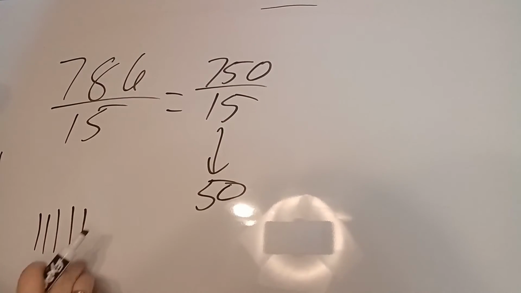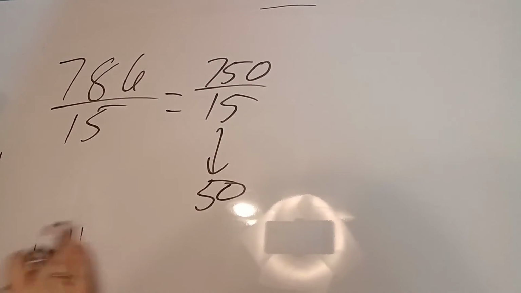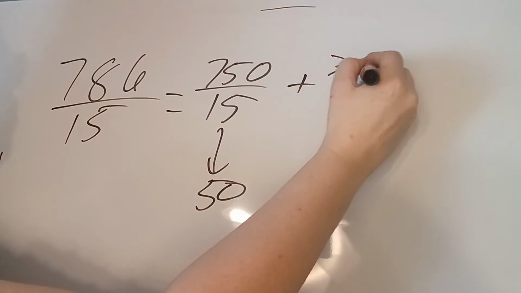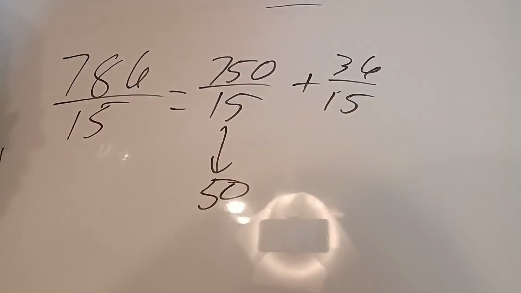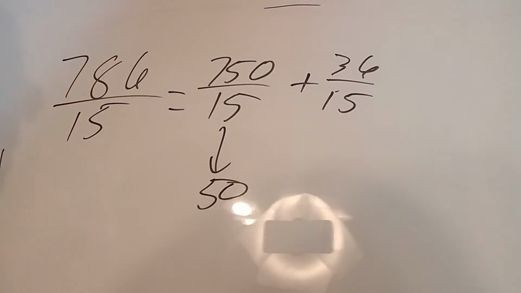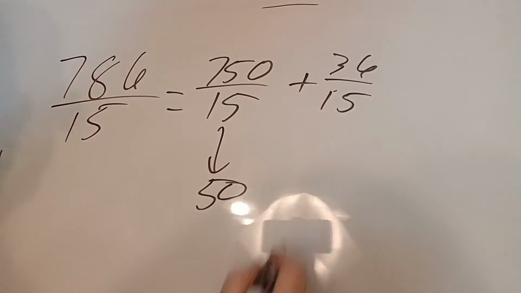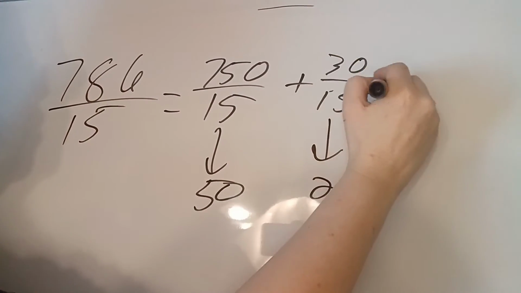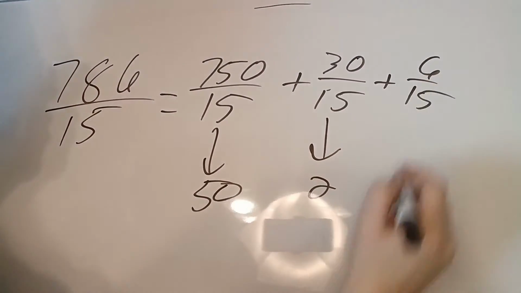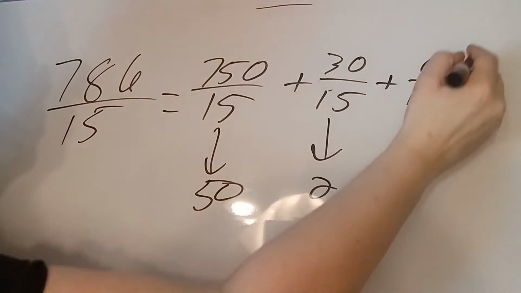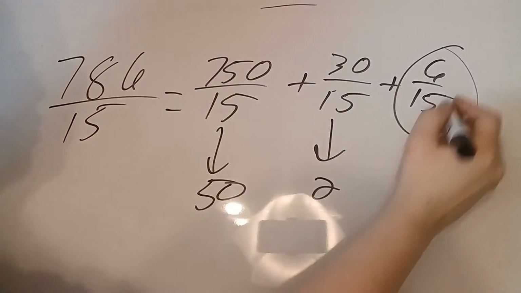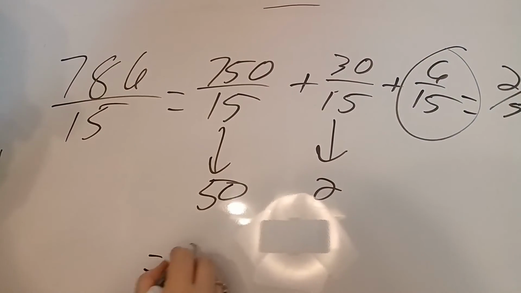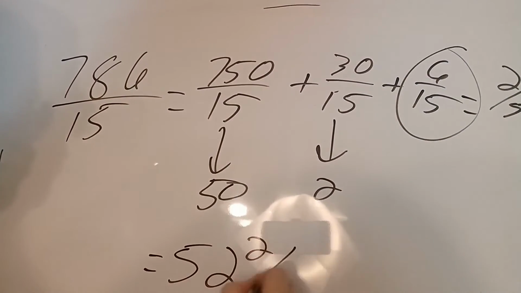50. All right. What do we have when we take that out? We got 36 left. Well, 30 is 15 times 2. And then we can simplify this one by dividing each of them by 3. So our answer is 52 2/5.